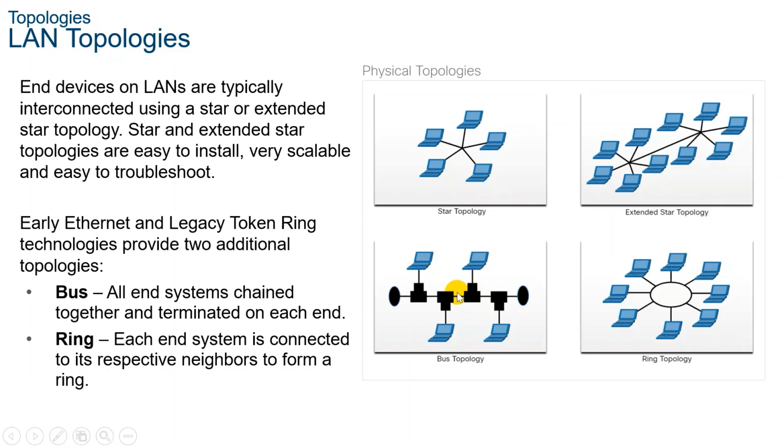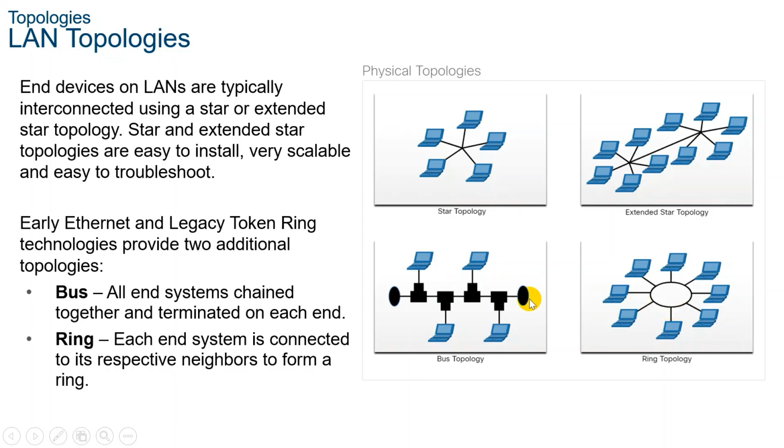All right, the next one is the ring topology. End systems are connected to their respective neighbor, forming a ring, as what you can see here. The ring does not need to be terminated, unlike in bus topology, where we do terminate the end nodes or end connections. Legacy Fiber Distributed Data Interface, or FDDI, and token ring networks used ring topologies.